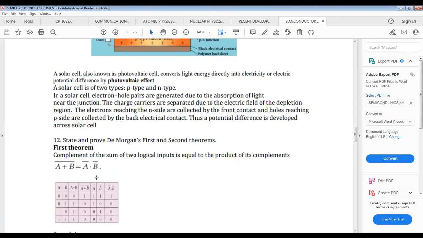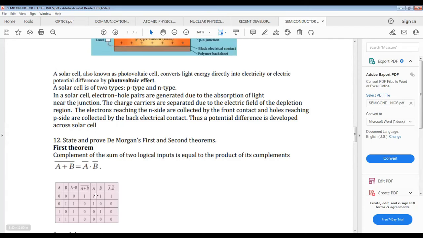You might have studied this in lower classes in mathematics also: the complement of A union B is equal to A complement intersection B complement. The same thing here, we are taking the complement, the negation. A plus B whole bar is equal to A bar dot B bar. A plus B is an OR gate. When it is connected to a NOT gate, it becomes a NOR gate. So this is a NOR gate.